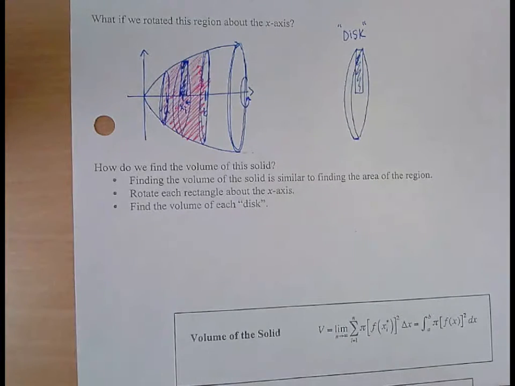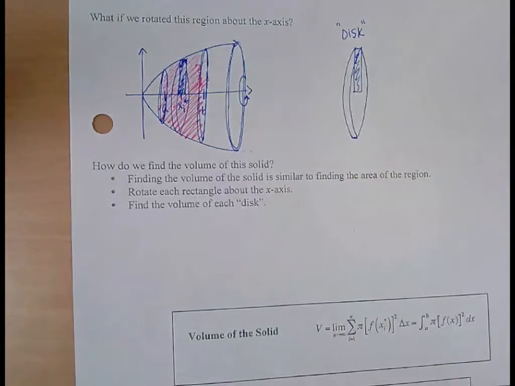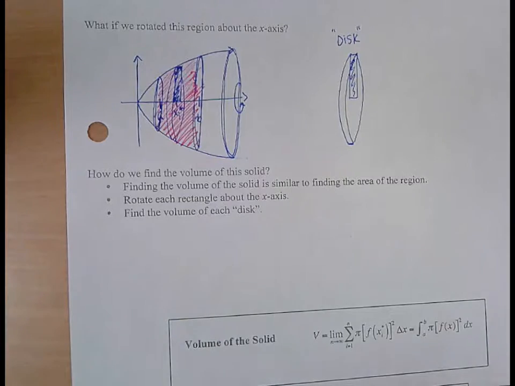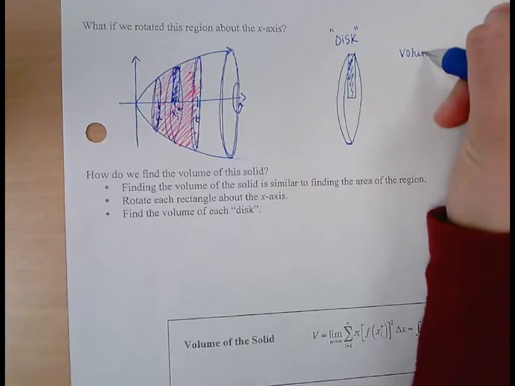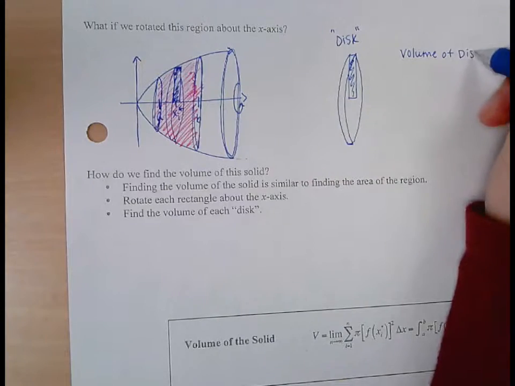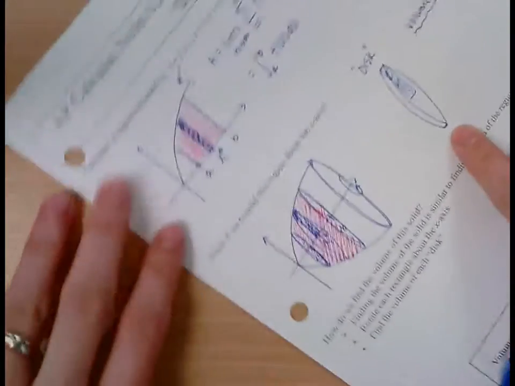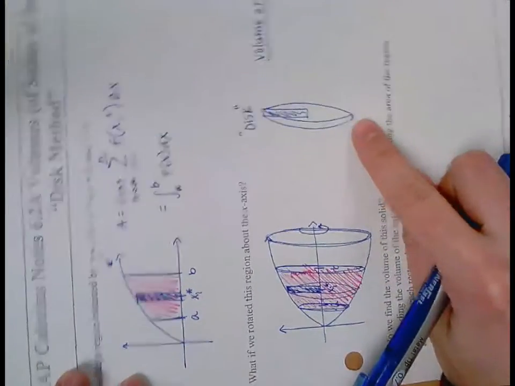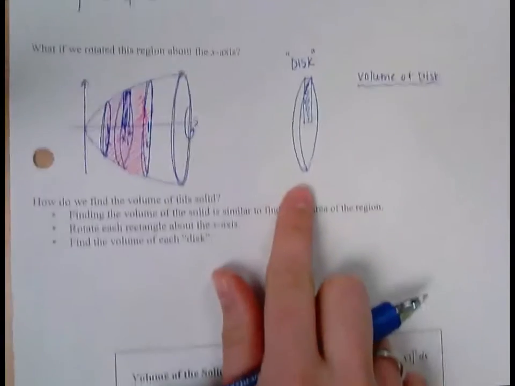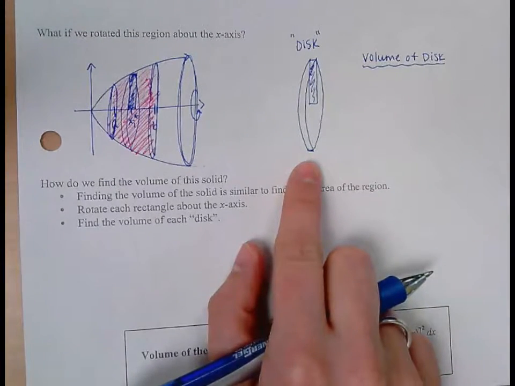If I can find the volume of each disk, then I can take the sum of all of the volumes of all of the disks and then take the limit of that sum so that it is an integral. That's where we're headed with this. The question is then, how do I find the volume of a disk? This disc, think if you rotated it this way, it's very, very short. This disc, though, would be a circular cylinder.